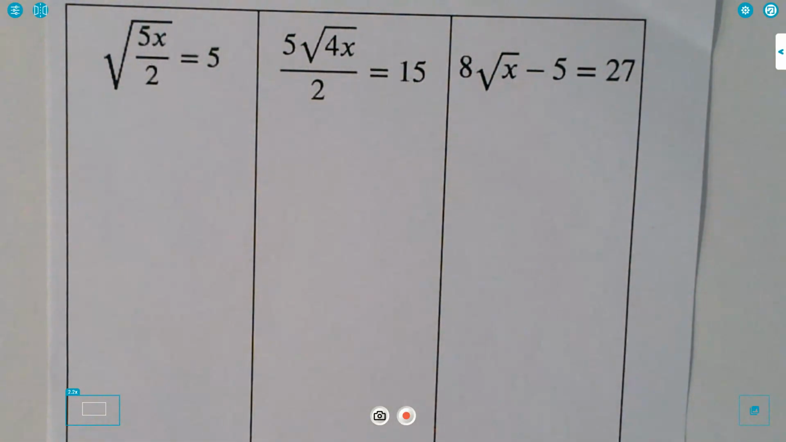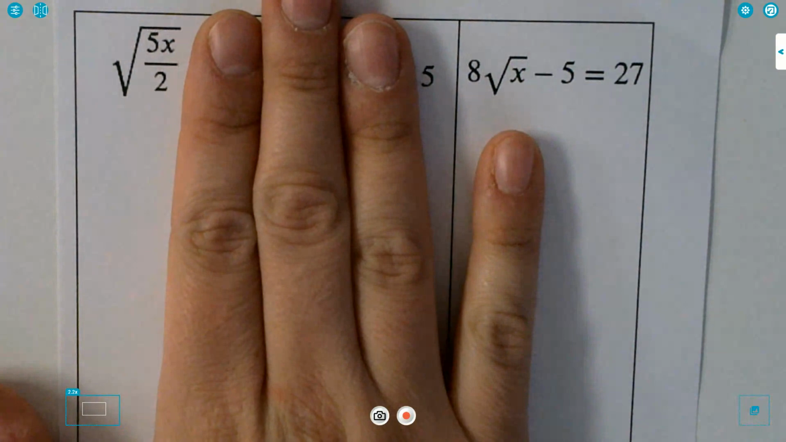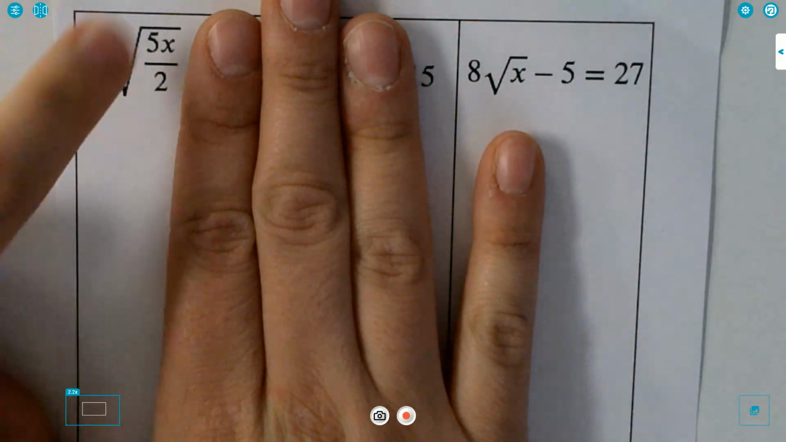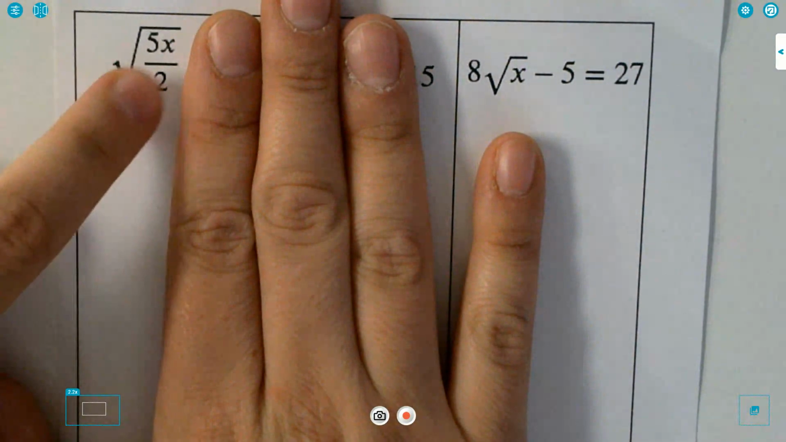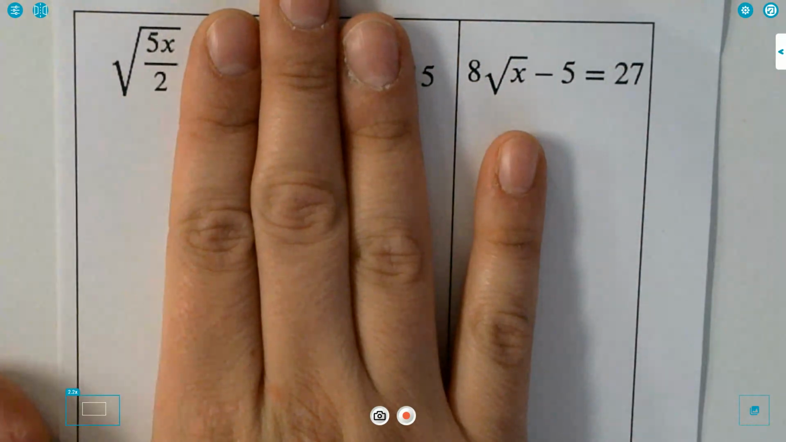our very first example here, we've got the square root of 5x over 2. What is underneath the square root on that side? That 5x and that divided by 2, that's all under the square root. So think of it as a house. 5x over 2 is underneath the house, correct? Yeah? You guys see that?